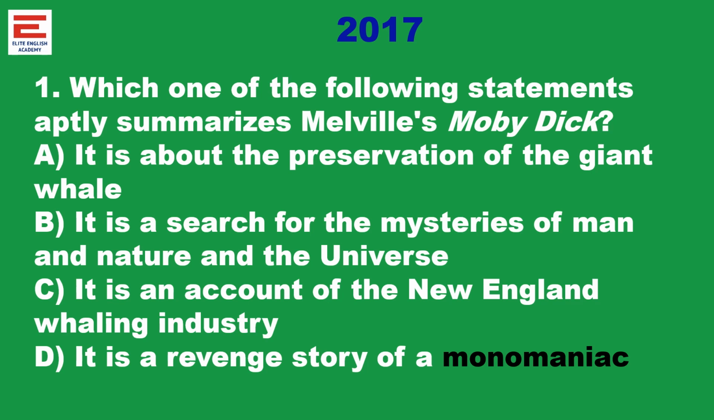First one. Which one of the following statements aptly summarizes Melville's Moby Dick? Even knowledge of the theme and summary of this work will help you to answer this question. Option A is about the preservation of the giant whale. Second, it is a search for the mysteries of man and nature and the universe. Third, it is an account of the New England whaling industry. Fourth, it is a revenge story of a monomaniac. Monomaniac means a person exhibiting an exaggerated or obsessive enthusiasm for or preoccupation with one thing.